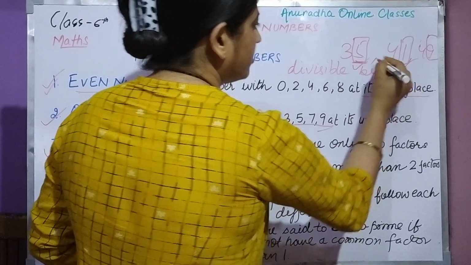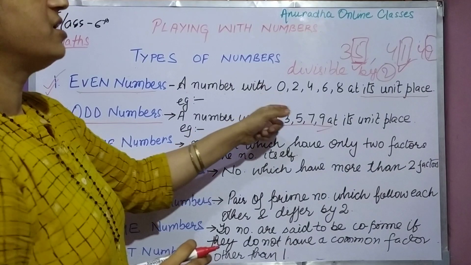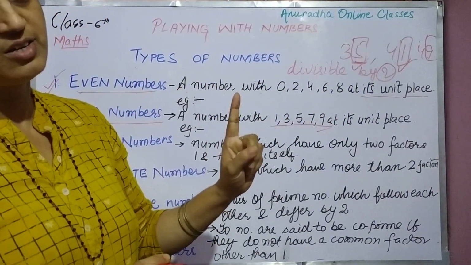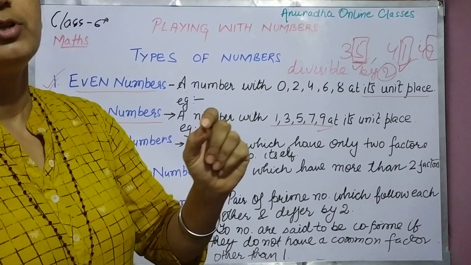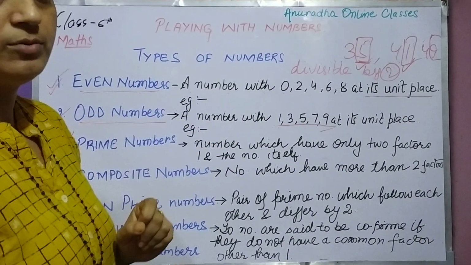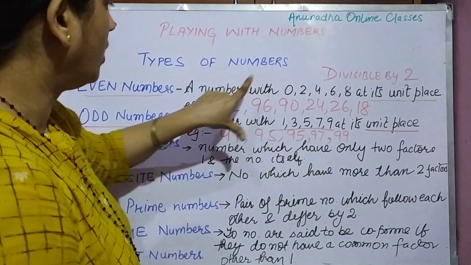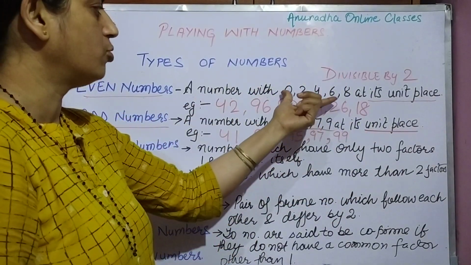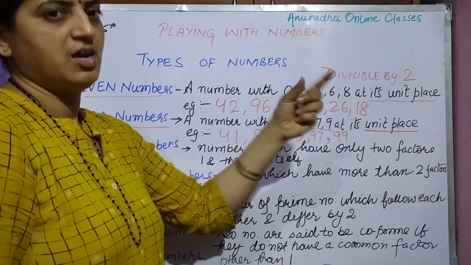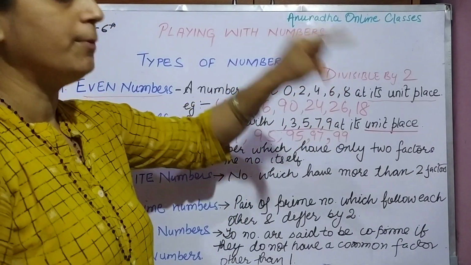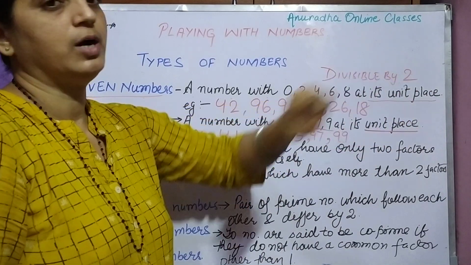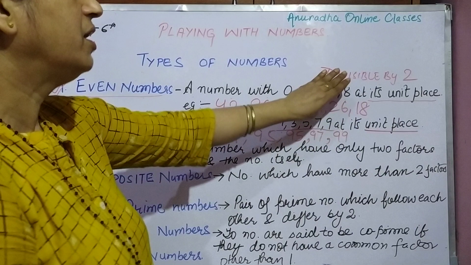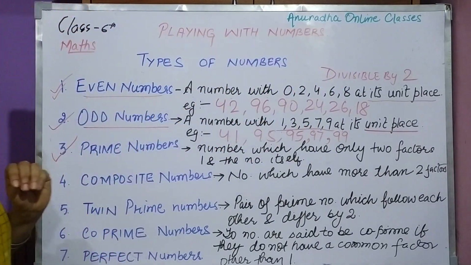2. If a number is divisible by 2, then that is an even number. So children, one more thing in even numbers, how will you find out whether a number is even or not? One, you can see the unit place. And one more thing, if that number is divisible by 2, then also that number is an even number.